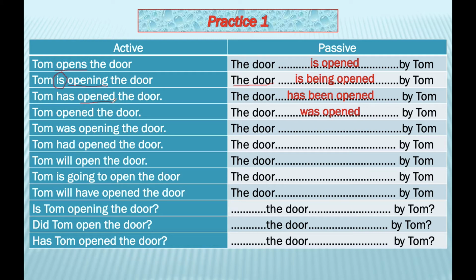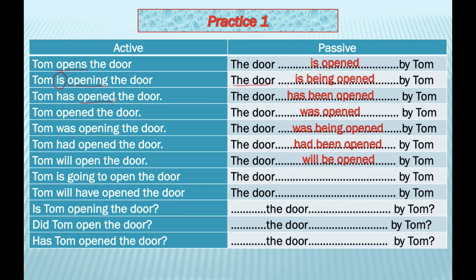Tom was opening the door. So the door was being opened. Tom had opened the door. Here, the main verb, it's past participle. We don't change it and we only added been. The door had been opened by Tom. Tom will open the door. So, the door will be opened. It's in the future. The door will be opened by Tom.